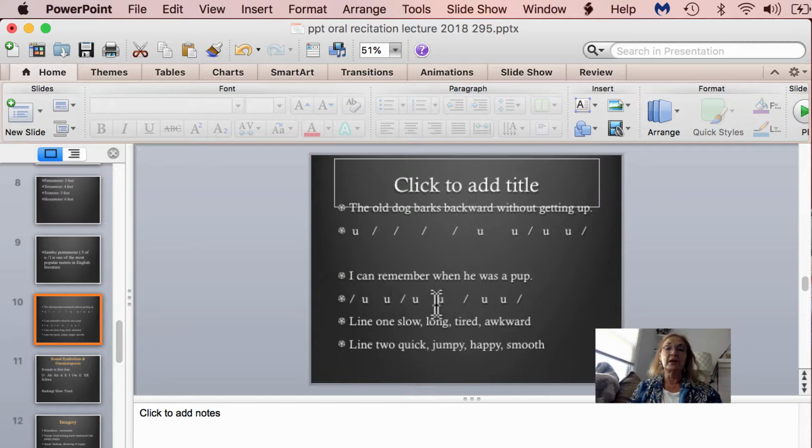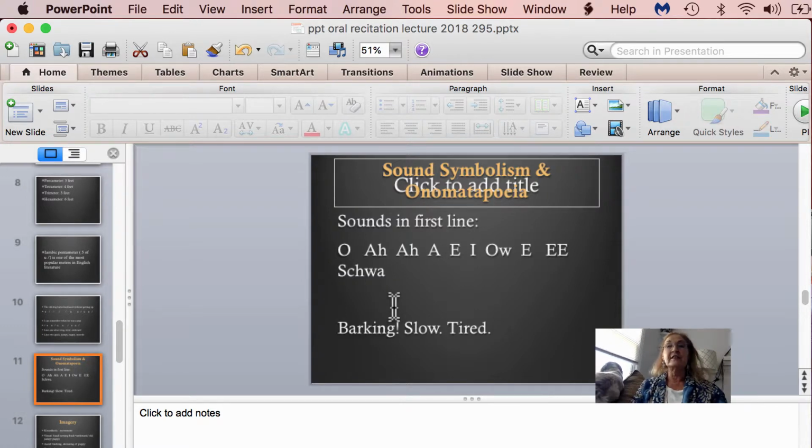And you've got this trimeter, which is more of an abrupt, happy, light kind of line. And then just listening to the vowel sounds in that first line can make you realize something else about the old dog. So you say, the old dog barks backward without getting up. The variety of vowel sounds there to me suggests the length of life and the many different experiences that the dog has had to go through.